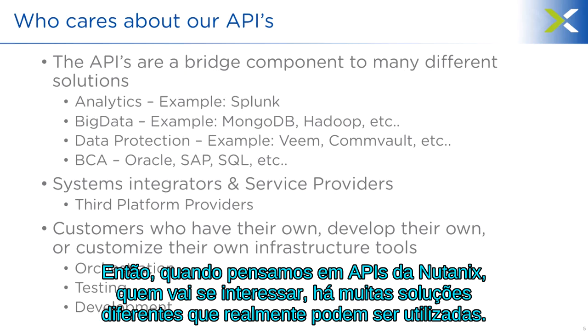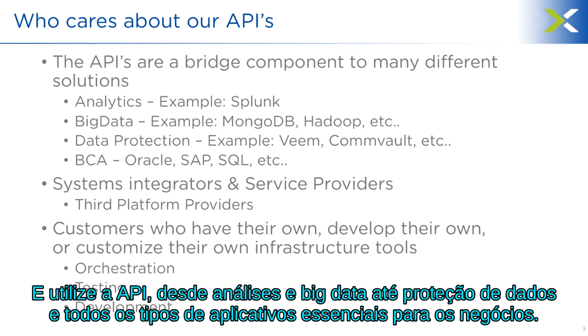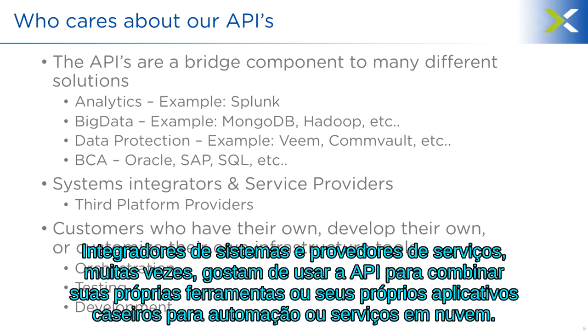So when we think about Nutanix APIs, who's going to be interested? There's a lot of different solutions that can utilize the API, things from analytics and big data to data protection and all sorts of business critical apps. Systems integrators and service providers a lot of times like to use the API to blend their own tools or their own home-baked applications for automation or cloud services.